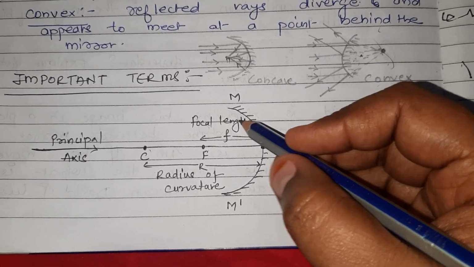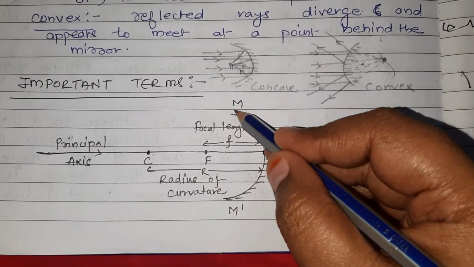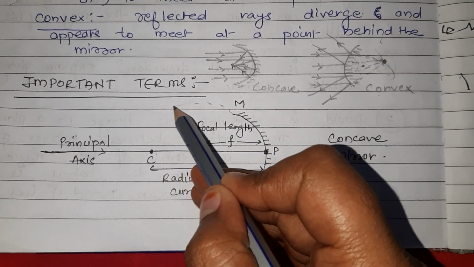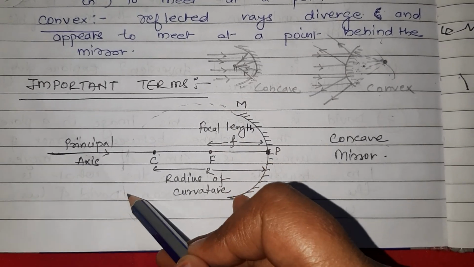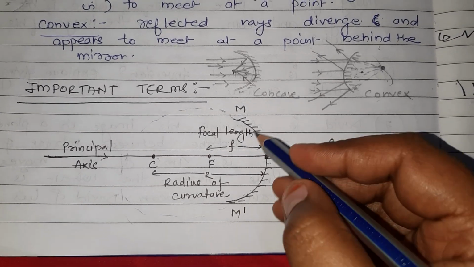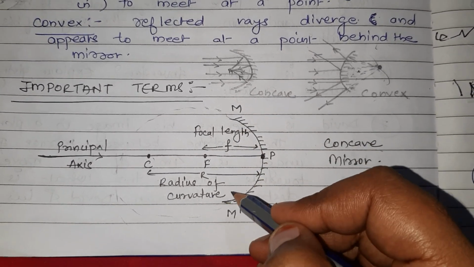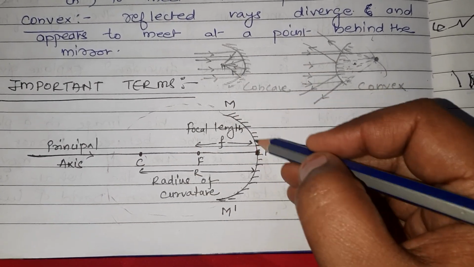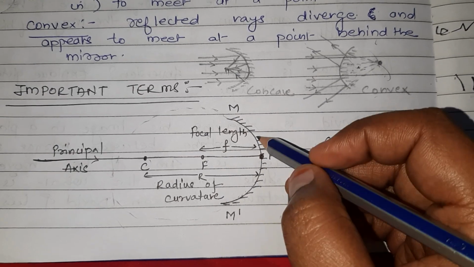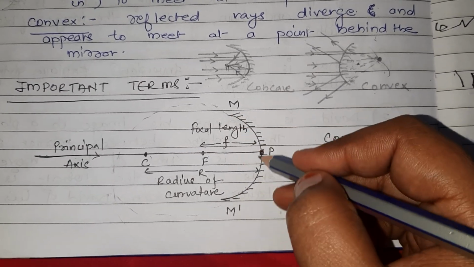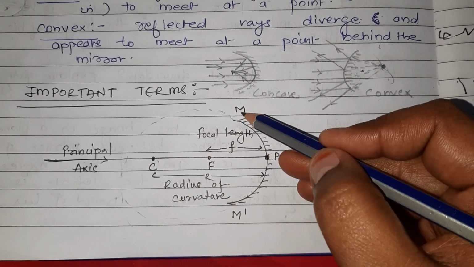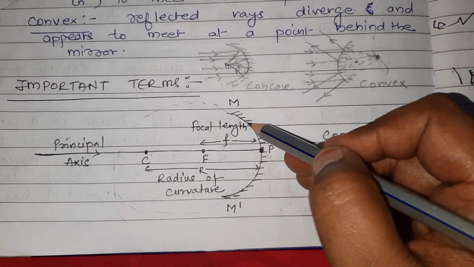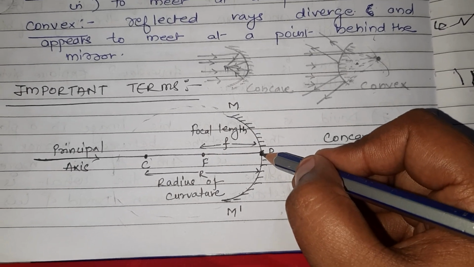What do you mean by aperture? This is a reflecting surface, or we can say a curved portion. Suppose we extend this curved part, it will make a whole sphere, right? And this curved part, this reflecting portion, is nothing but a small portion of this whole sphere. This small curved portion, or the small reflecting portion of the whole sphere, represented by M M dash, is called the aperture.